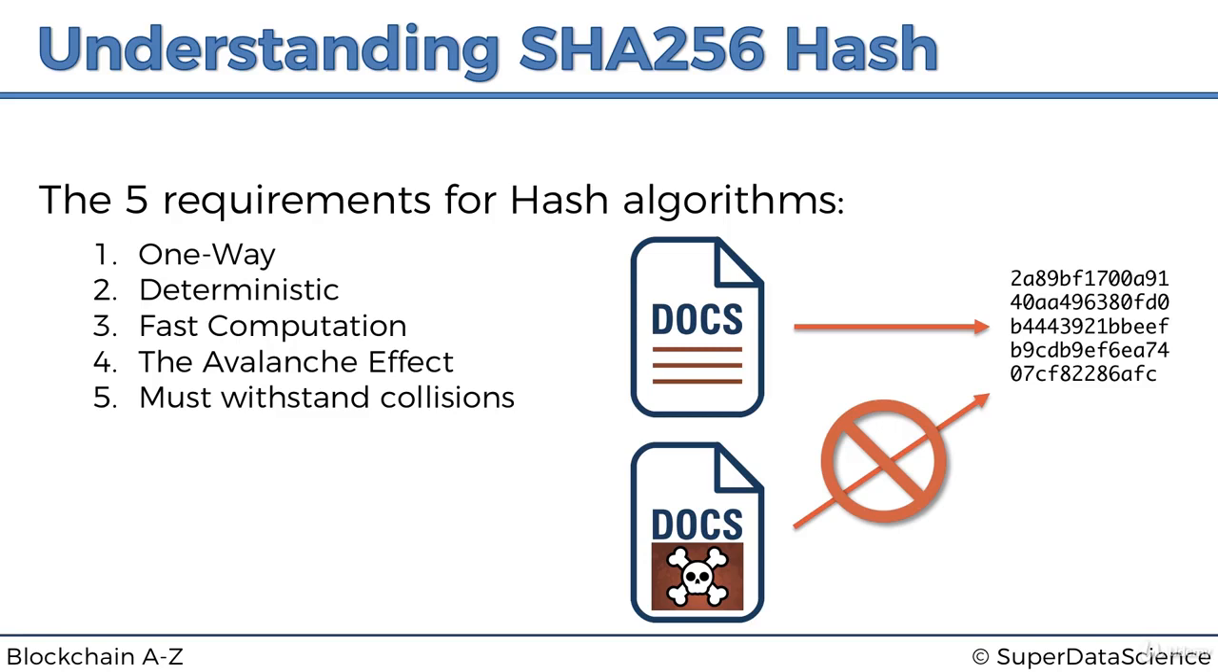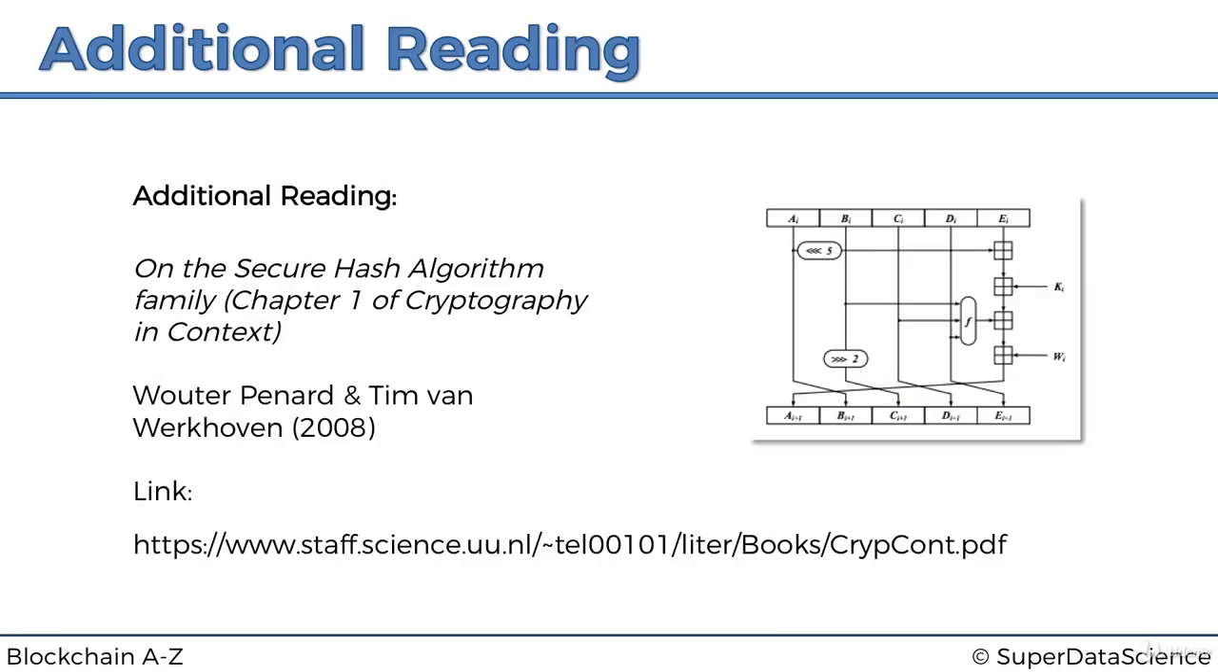And to finish off, here's the promised additional reading. If you'd like to learn exactly how the SHA256 algorithm works, then you can check it out here. The paper is called On the Secure Hash Algorithm Family. It's actually not a paper, it's a chapter in a book. It's chapter 1 of Cryptography in Context. And that chapter 1 was written by Penard and Verhoeven. And the link's over there. The link will also be in the notes for the course.